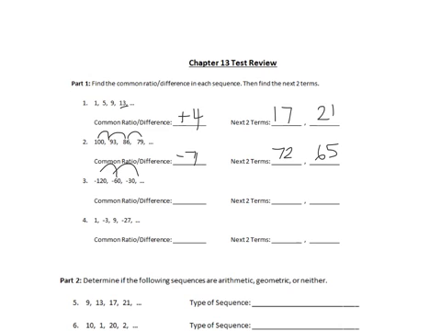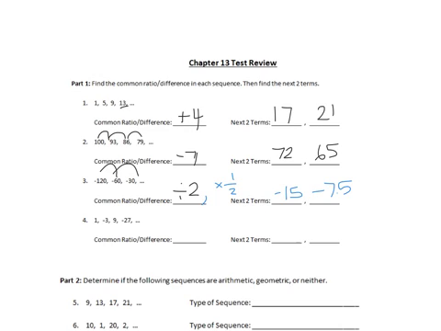So I'm going to write divide by 2, or it's the same thing as multiplying by 1/2. So the next two terms are going to be negative 15 and negative 7.5, because you divide negative 30 by 2 and you get negative 15. Negative 15 by 2 and you get negative 7.5.